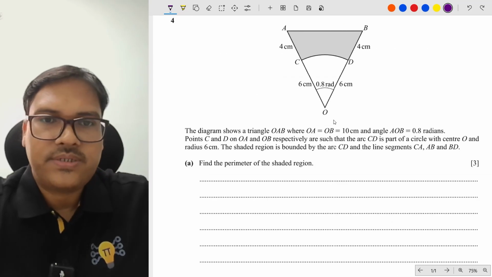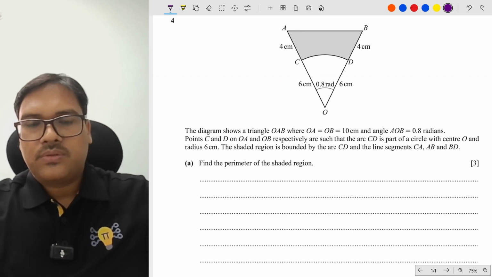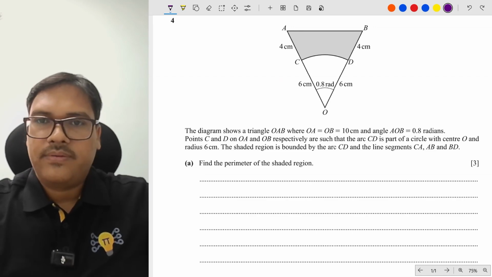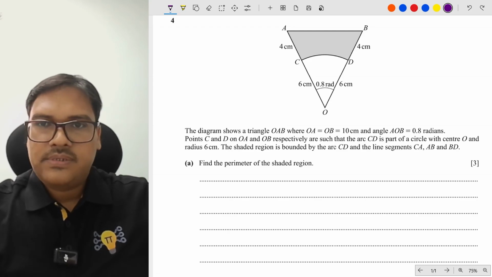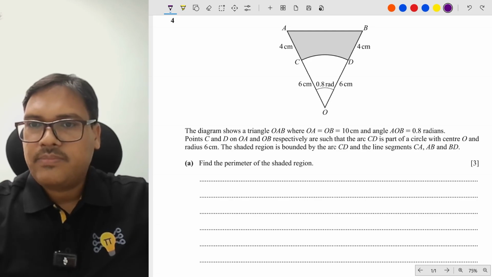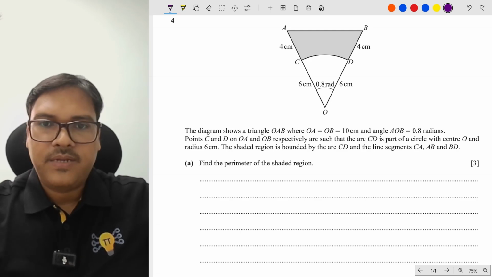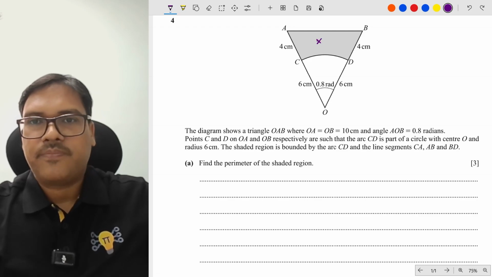So now next question. The question is, the diagram shows the triangle OAB. Okay, triangle OAB. OA and OB are 10 centimeter. Angle is given to you, C and D. Okay, out of the circle, radius 6. Okay, the shaded region is bounded by arc CD and the line segment. Okay, find the perimeter of the shaded region. So basically, you have to find the perimeter of this part.